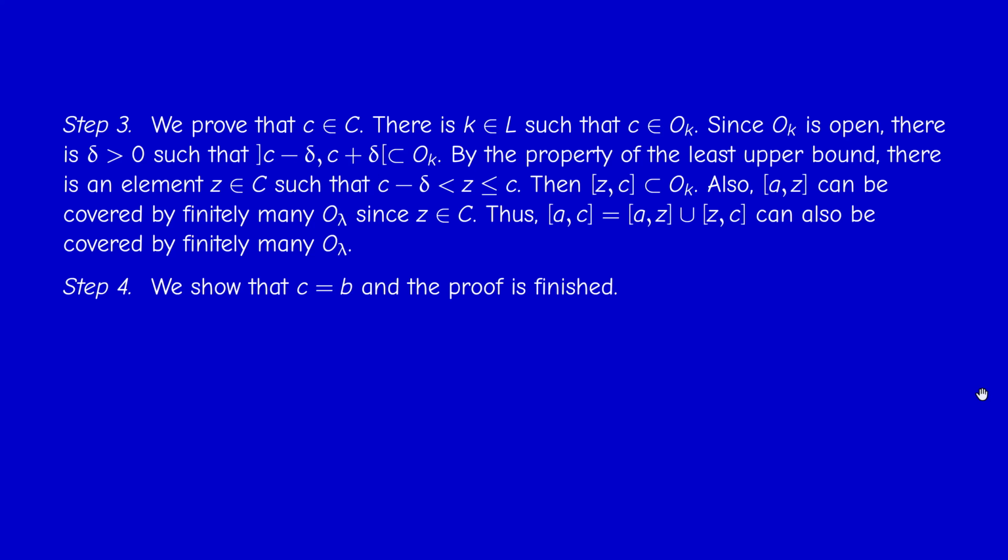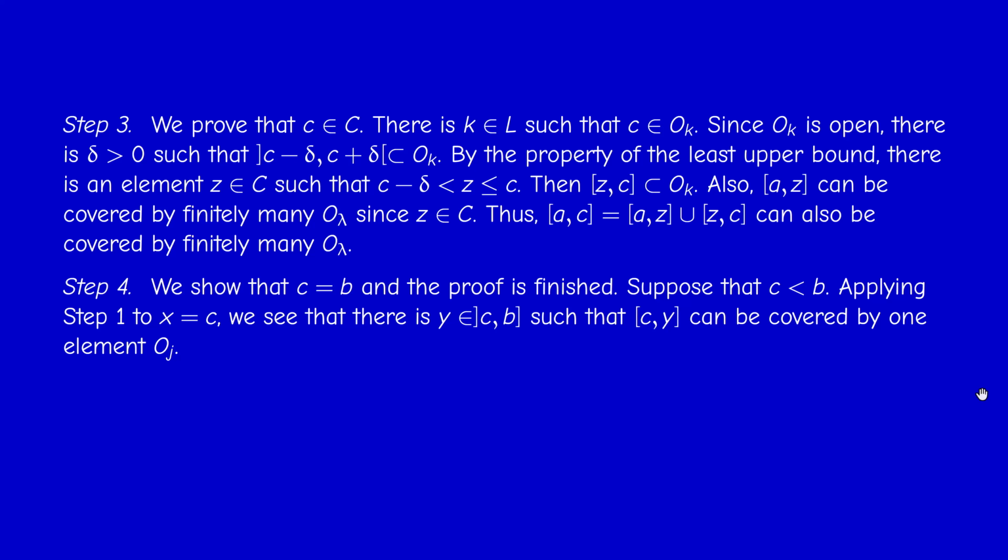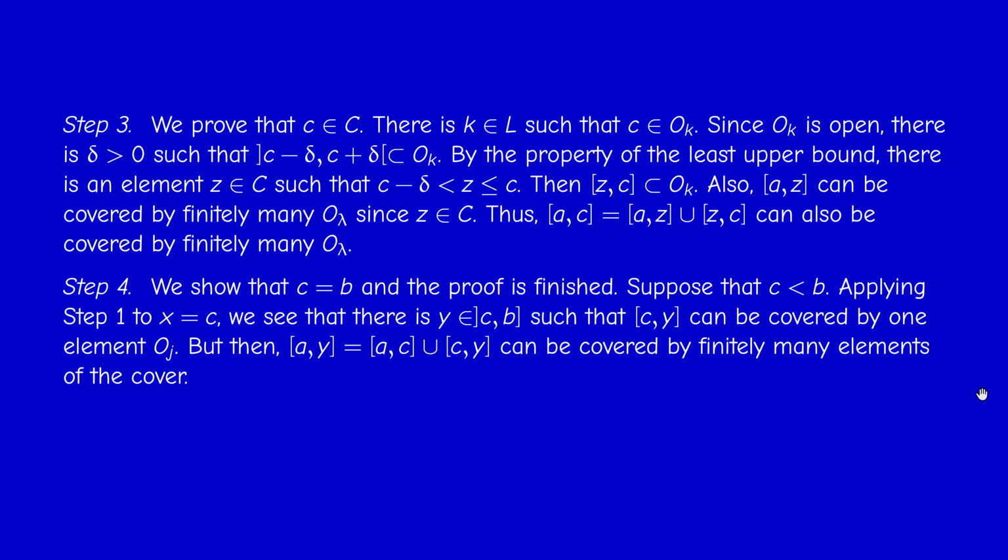And lastly, I will prove that C is equal to B, and then we are done, because if C equals B, then by definition of capital C, the closed interval AB can be covered by finitely many elements of the covering, and then we are done. So we reason by contradiction. Of course, we know that C is less or equal than B. So suppose that C is strictly less than B, and I apply now step 1 to x equals C. So we find accordingly a point y between C and B such that Cy can be covered by one element. Let us call it Oj.